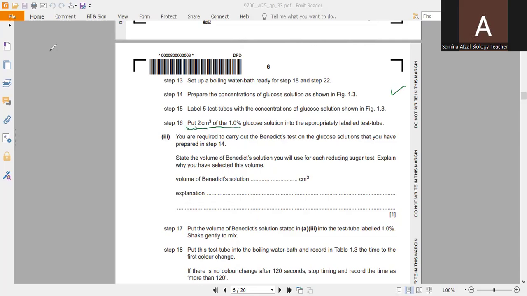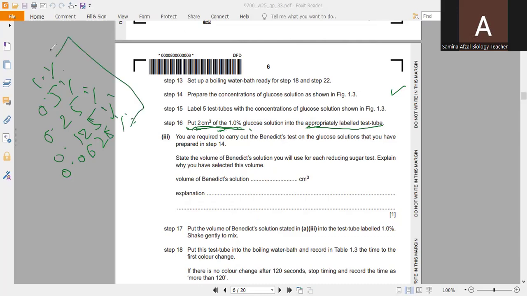For this purpose, for step 16, put 2 cubic centimeters of 1 in the appropriately labeled test tubes. Then you are required to carry out the Benedict test on the glucose solutions that you have prepared in step 14. Those five concentrations are 1%, 0.5%, 0.25%, 0.125%, and 0.0625%. So these were the 5 different concentrations. Now you have to perform the Benedict test on them.